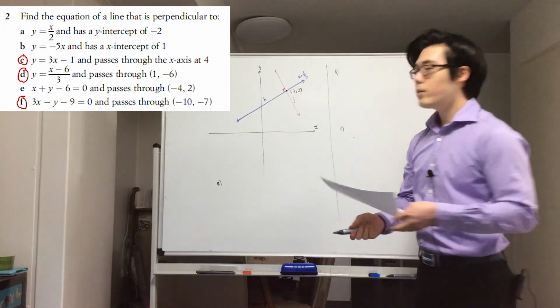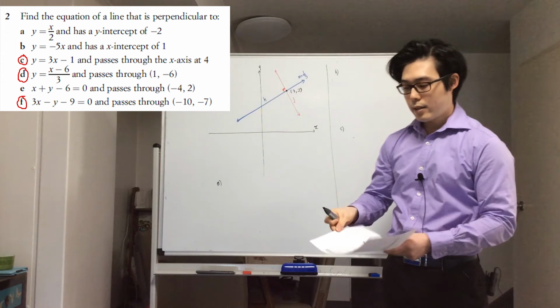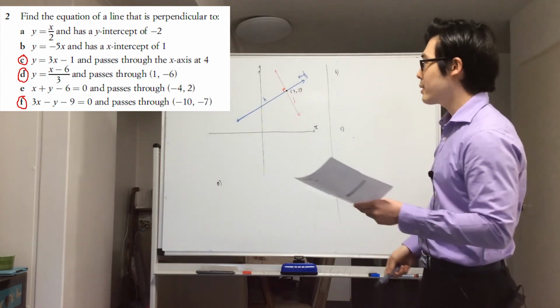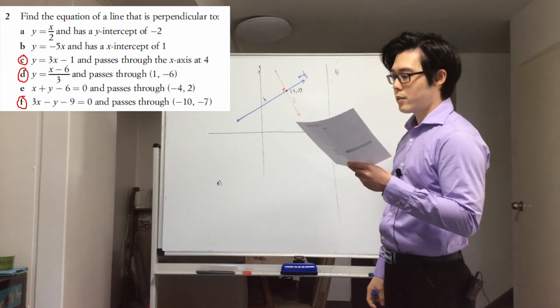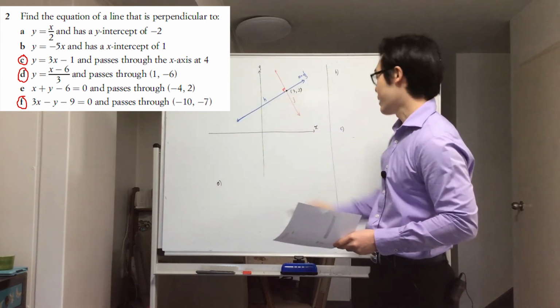I now want to go through question 4 as a little guide to help you get through question 3 and 5 on your own. Let's have a look at question 4. 4a, find the equation of line h in the diagram. So I've drawn it up here.